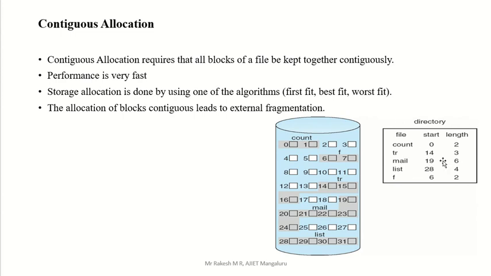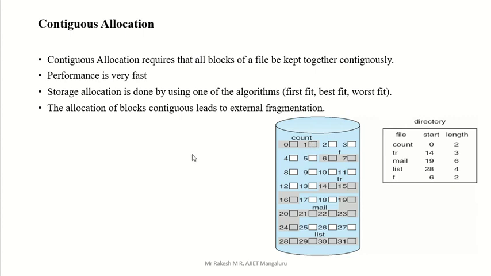But in the directory, the file name is there, which block it started, and what is the size of your file, how many blocks it takes to store your file. That information is also needed in the directory. So this method is called contiguous allocation. Contiguous means we are storing that in a continuous manner. Another one, block size is already fixed, but file size may vary. There is a chance of wasting memory.